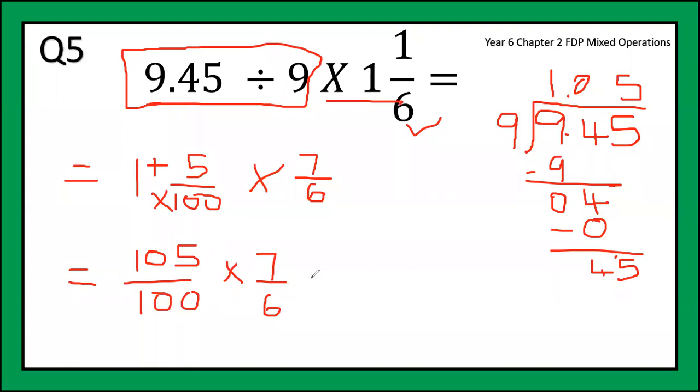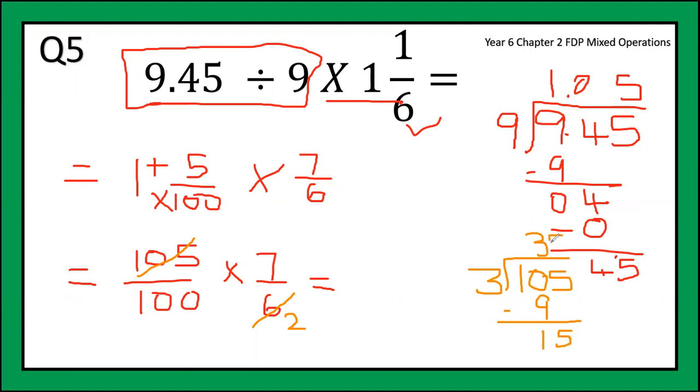Now I'm going to simplify where possible. So I'm going to simplify 105 and 6 because I know that it can be divided. So I'm going to divide by 3. 6 divided by 3 is 2. 105 divided by 3, just to make my number a bit smaller. If you don't want, you can do the standard written method here. 105 divided by 3 gives you 3 here and 9. 10 minus 9 is 1. Bring down your 5. So this is 35.